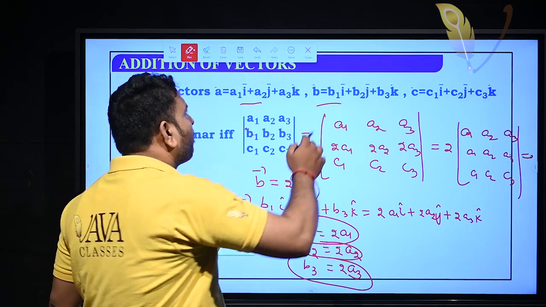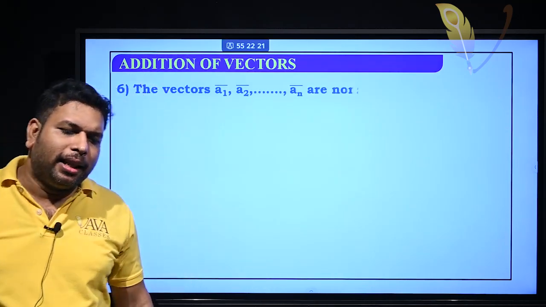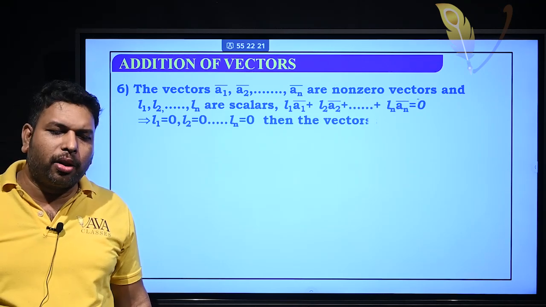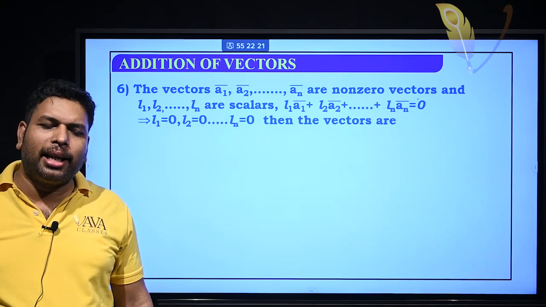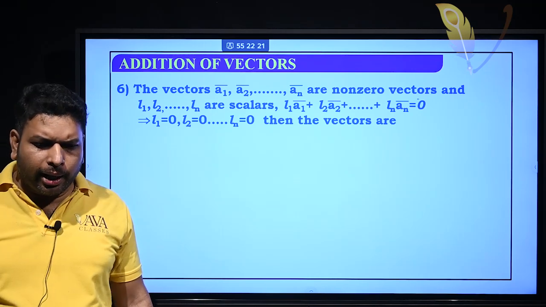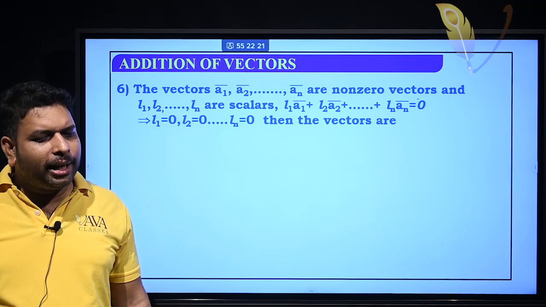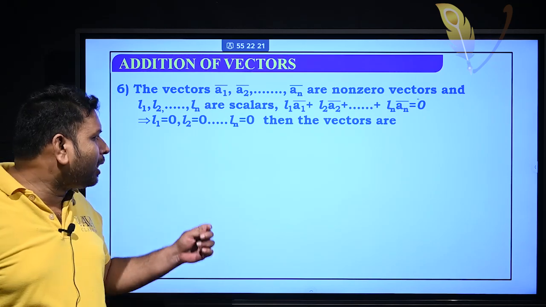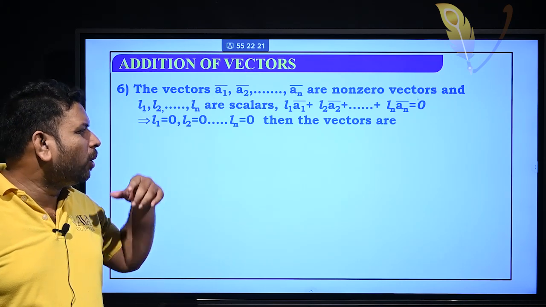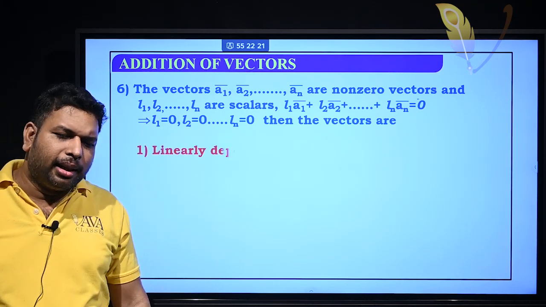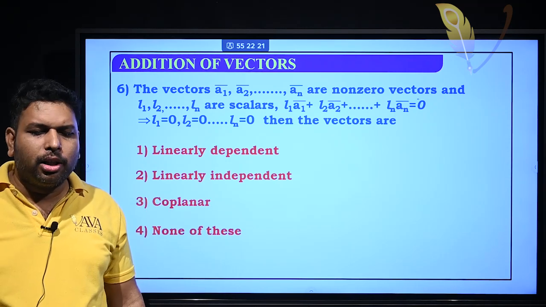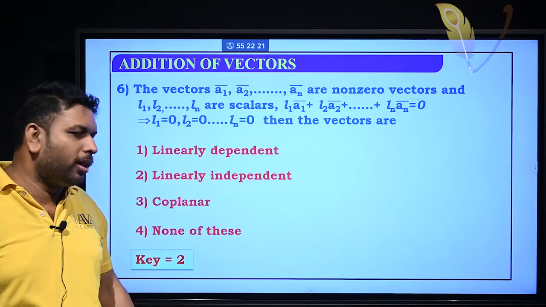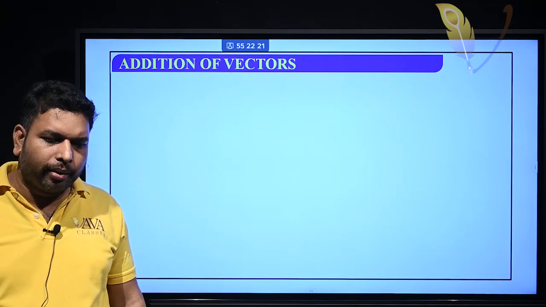Now question number 6. The vectors A1, A2, ..., An are non-zero vectors, and L1, L2, ..., Ln are scalars. L1 A1 plus L2 A2 plus ... plus Ln An equal to 0. Since their coefficients L1, L2, ..., Ln, all scalars, must be 0, the vectors are linearly independent. So the third option is the right option.